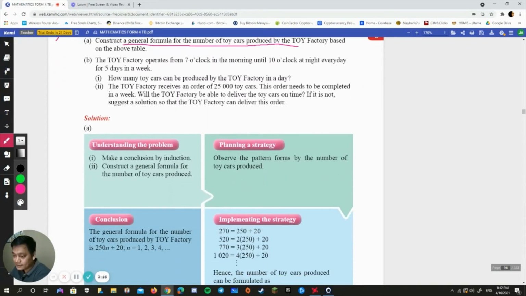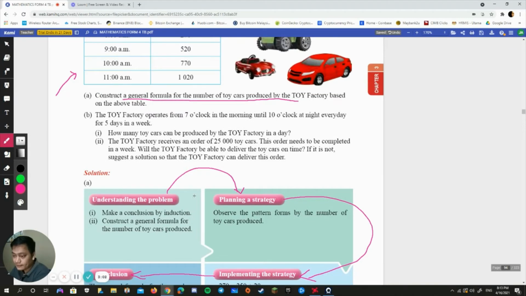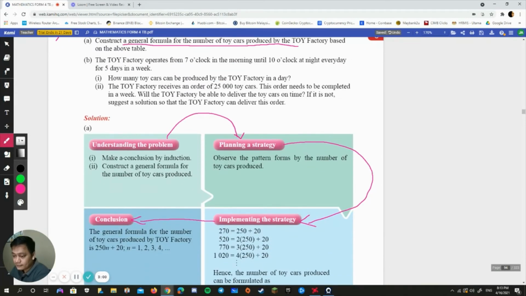Okay, so you need to understand the problem, then plan a strategy, then implement the strategy, and then you can make a conclusion. Then the second one, you can construct a general formula for the number of toy cars produced. The planning strategy: observe the pattern formed by the number of toy cars produced.